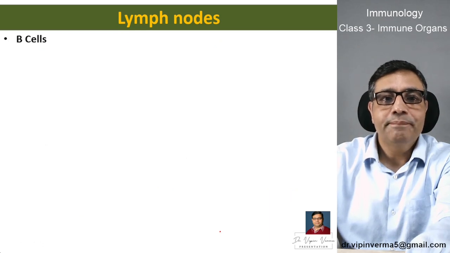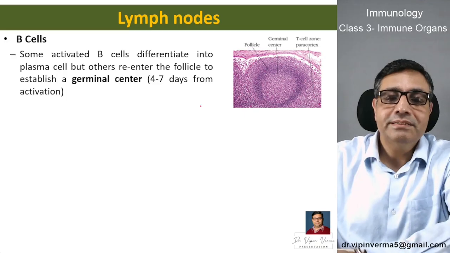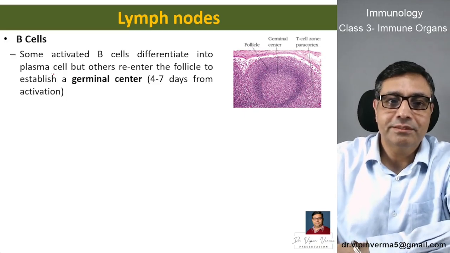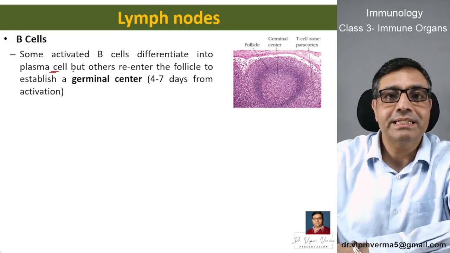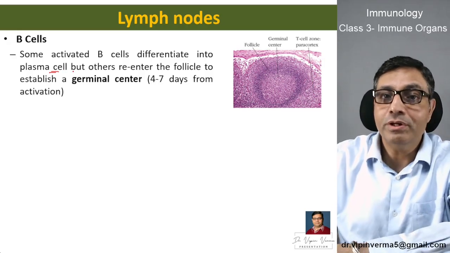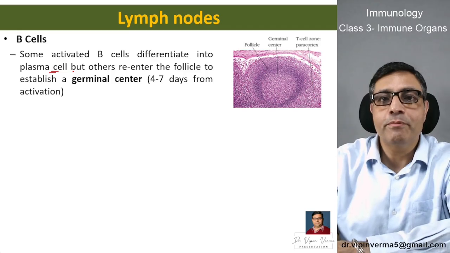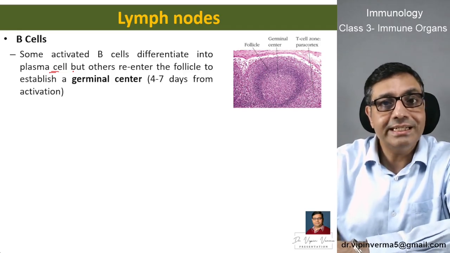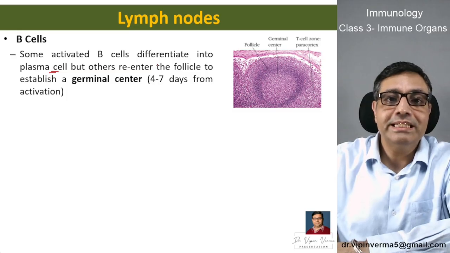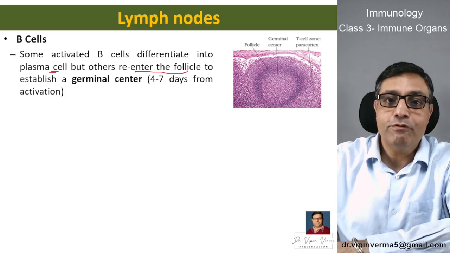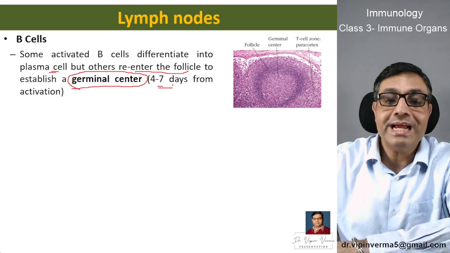cell proliferation. Some activated B cells differentiate into plasma cells, because ultimately their effector cells are the plasma cells, which lose the BCR. They don't have the BCR on their surface, not the membrane-bound form, but the secretory form, because they secrete the antibodies. Some activated B cells differentiate into plasma cells, but others re-enter the same follicle, which was there in the cortical region, to establish a germinal center, and this germinal center is usually established 4 to 7 days from the activation.